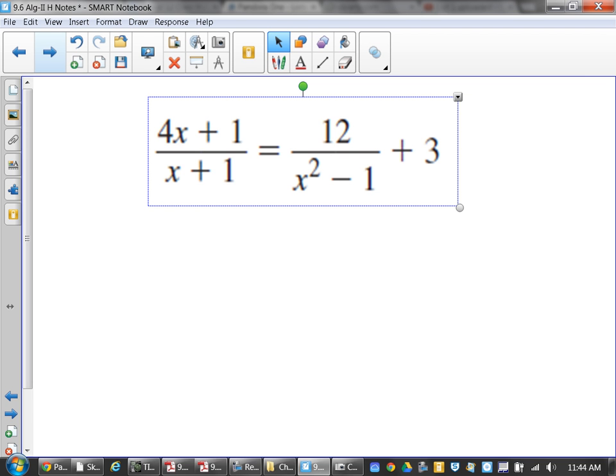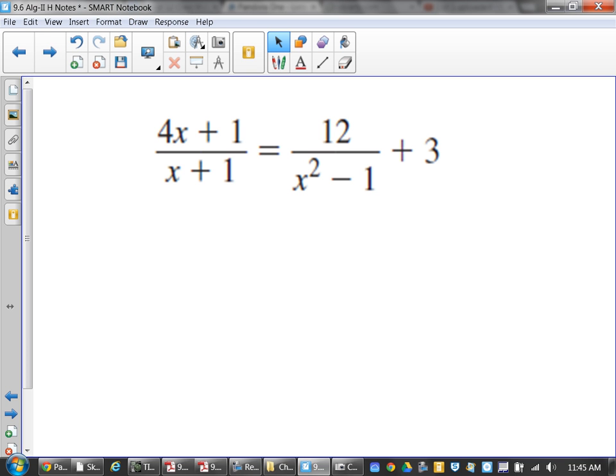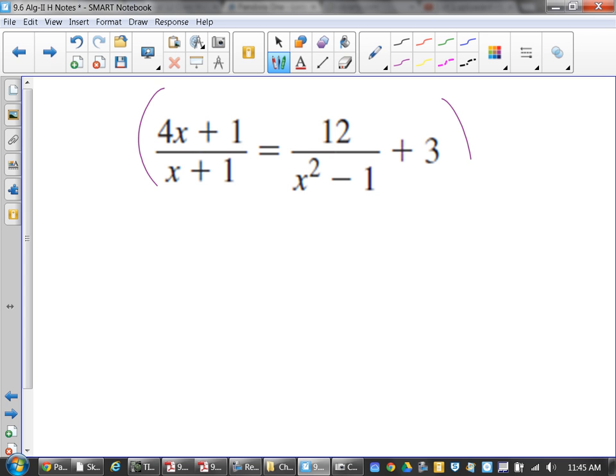Do this one. Now you have to start paying attention to possible factoring you might have to do. Everybody agrees that your common denominator to multiply everything out is x plus 1, x minus 1. We okay on that?